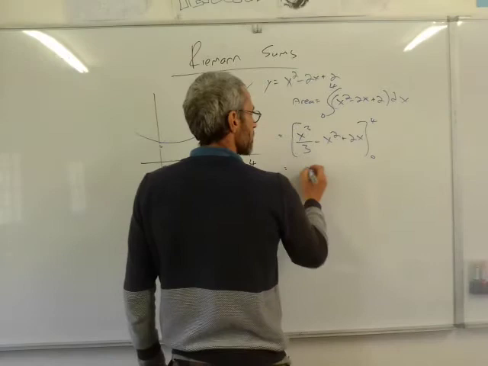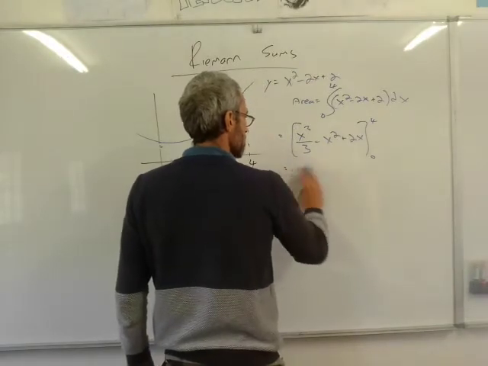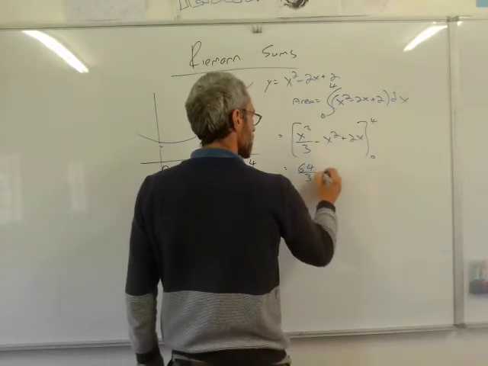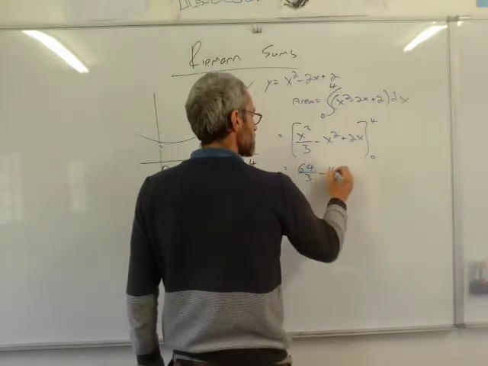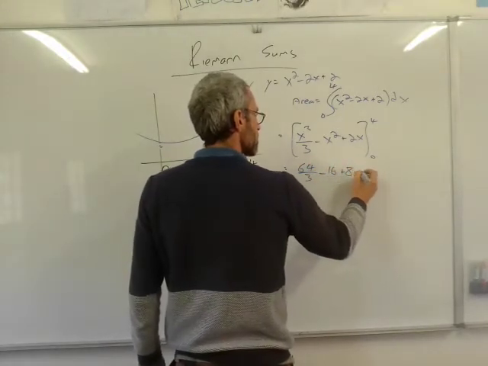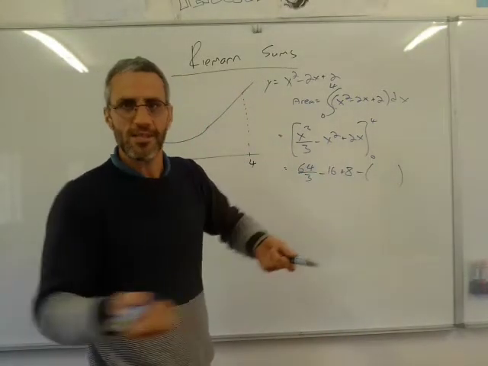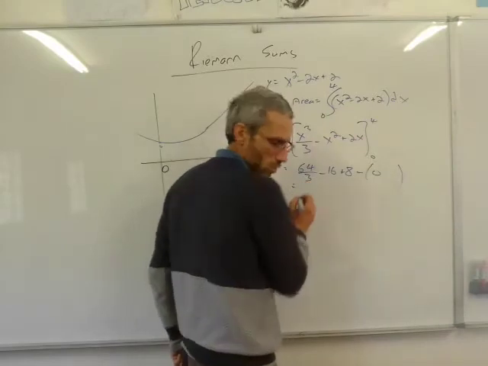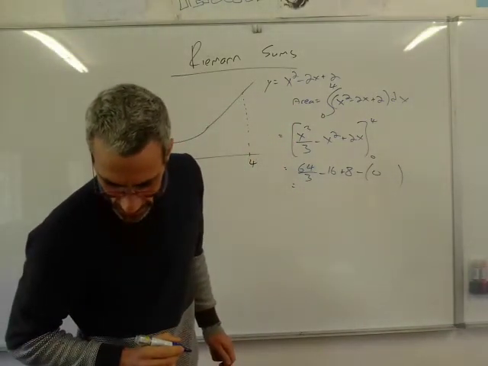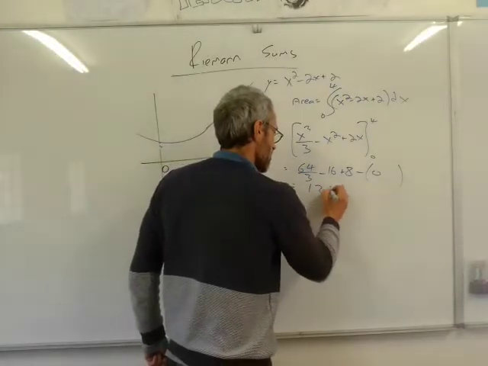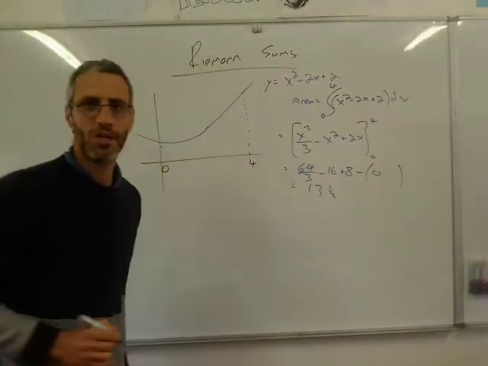So I'm going to get 4 cubed, which is 64, is it? I think so. 64 divided by 3 minus 16 plus 8, minus, look, I put 0 instead of all the x's, it's just going to be 0. So hopefully, you're just going to have to believe me, or just believe what the book said. We got 13 and a third newtons.